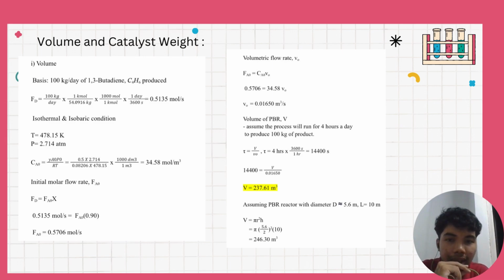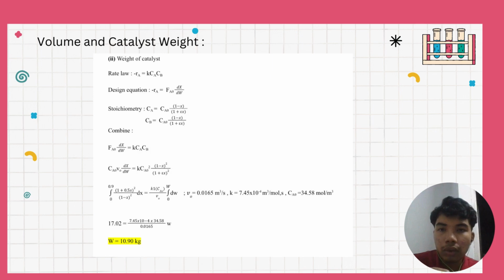By using all the data, we can calculate the volume of the PFR, and assuming the process will run for 4 hours a day, V equals 237.61 meter cubed. By using the volume, we can get the diameter equal to 5.6 m and the length equal to 10 m. To calculate the weight of the catalyst, by using the rate law, design equation, and stoichiometry, we combine them together and we can get W equal to 10.9 kilograms.